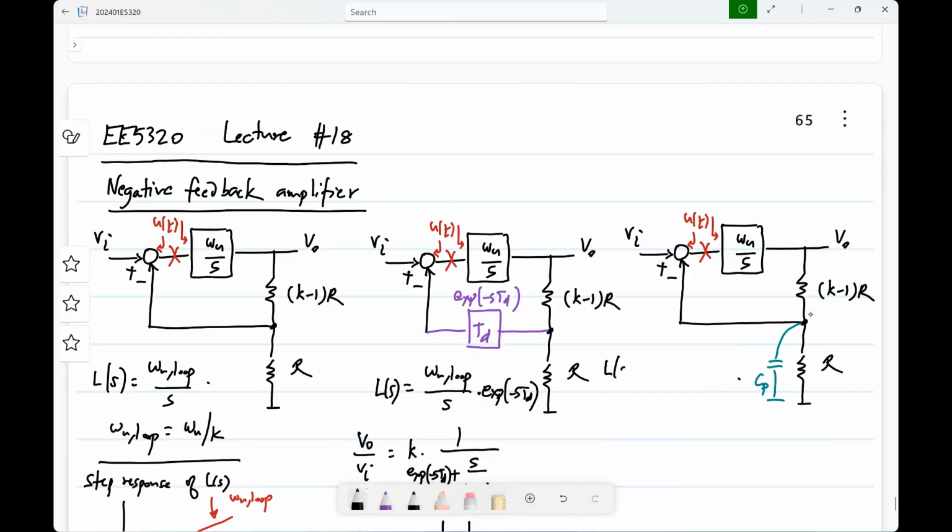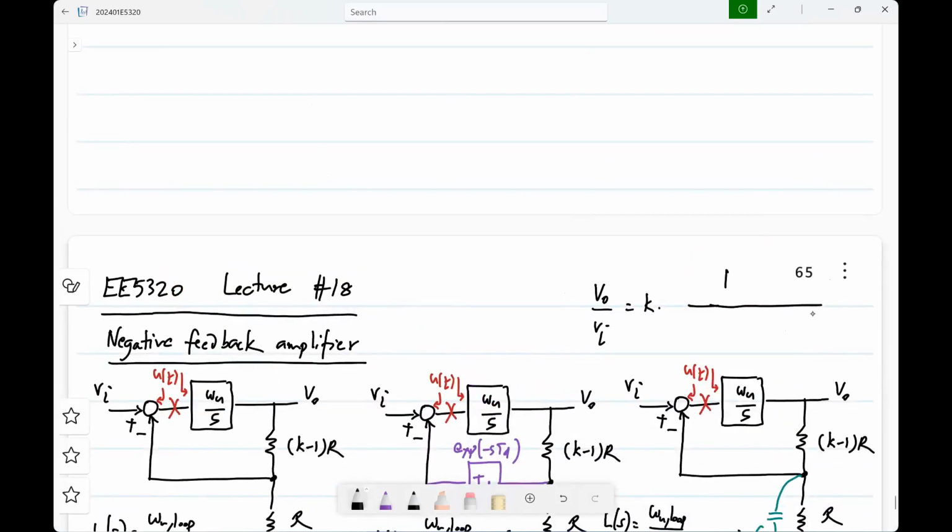So here, the loop gain is of the form omega u loop by s, and in the denominator you have 1 plus s by p2. Okay. And the closed loop transfer function will be k, and you will have something of this sort. I won't derive this. These are all things you would have seen in your previous courses.